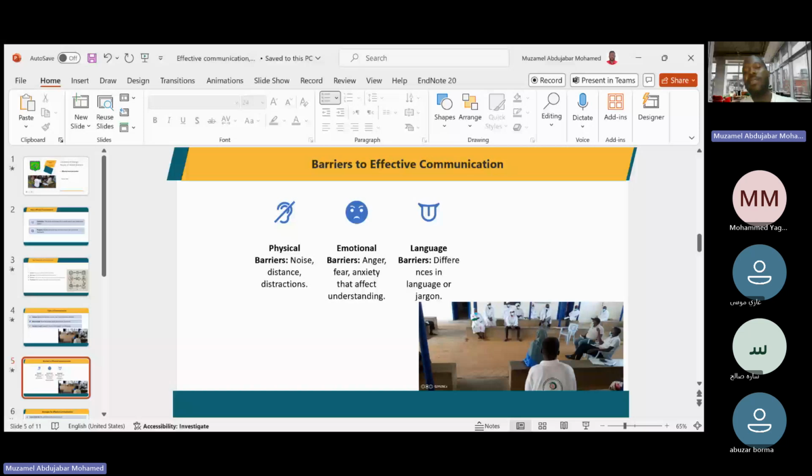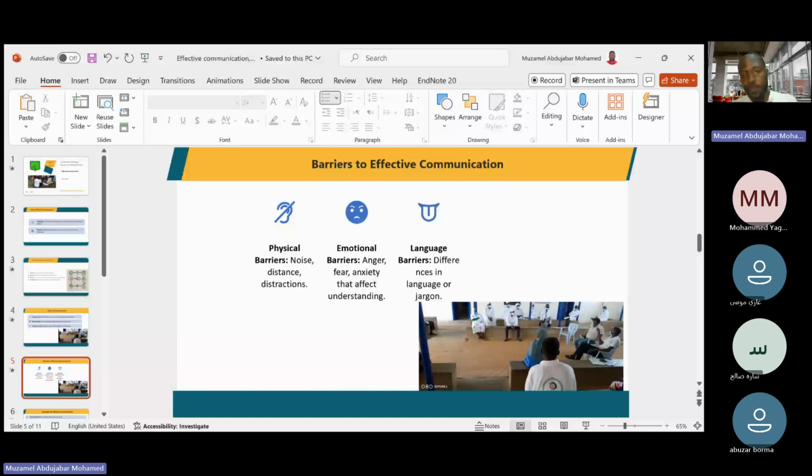Lastly, the language barrier, which differs between nations. When you need to send a message to people who speak just Arabic, and you are going to send it in English, it is difficult for them to understand you. You have to use the same language those people speak, to make your message more understandable.